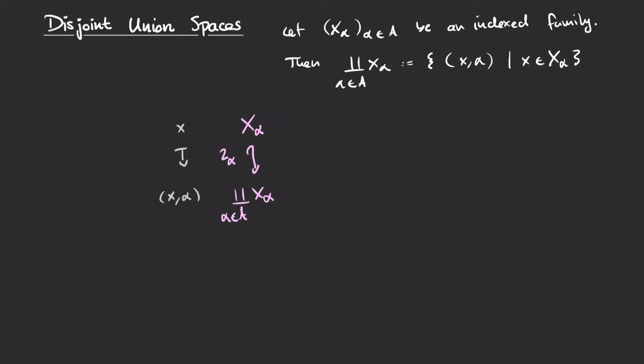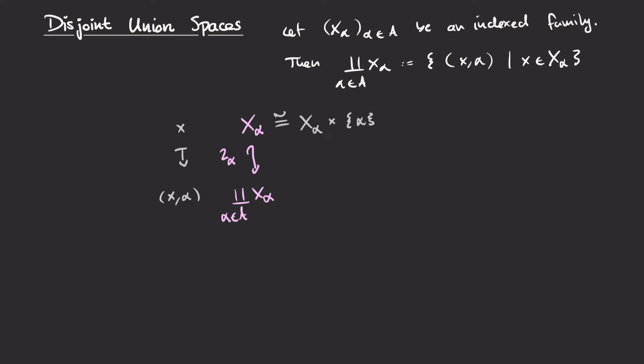So if we identify the set X alpha with the isomorphic set X alpha Cartesian product with the singleton containing the index alpha, then this allows us to view X alpha as sitting inside this disjoint union, because the disjoint union is just a union over all of the sets of this form, X alpha times the singleton alpha. In other words, for each index alpha, the disjoint union contains an isomorphic copy of the corresponding X alpha.